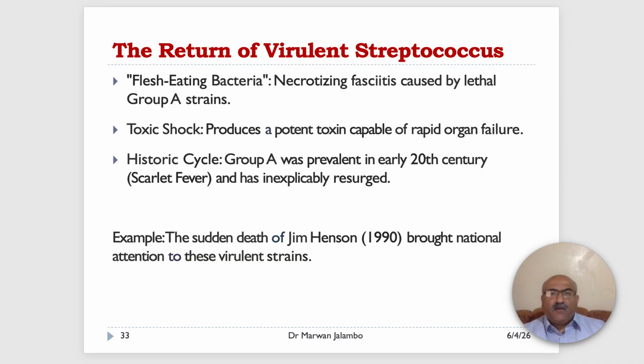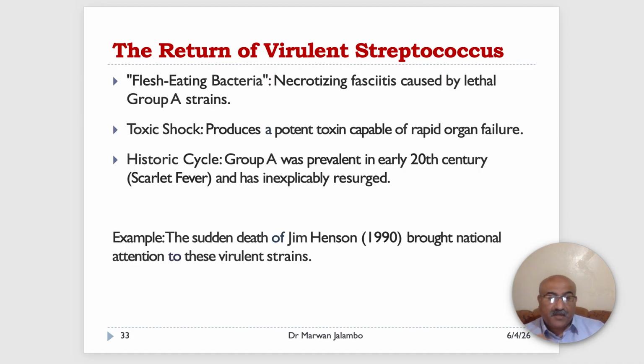The return of virulent Streptococcus. Group A Streptococcus has resurged in flesh-eating form. This bacteria produces a toxin that causes rapid tissue death and toxic shock. It is a reminder that even common bacteria can acquire new genetic weapons through horizontal gene transfer.